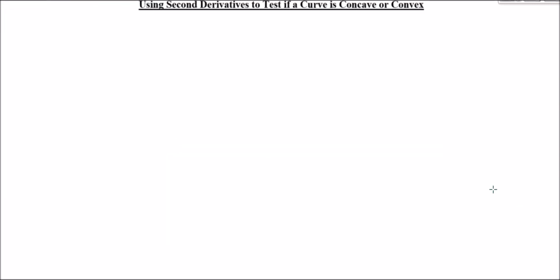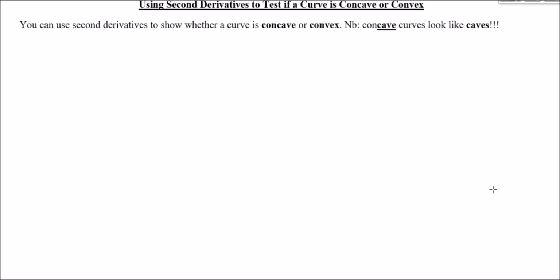The main bit of the lesson. So, using second derivatives to test if a curve is concave or convex. You can use second derivatives to show whether a curve is concave or convex.